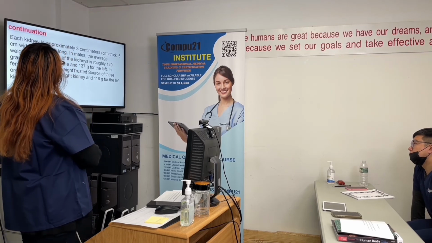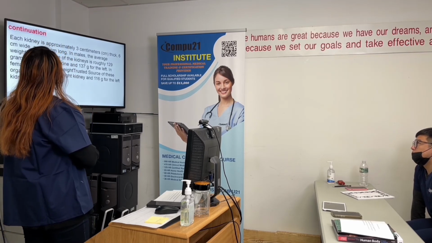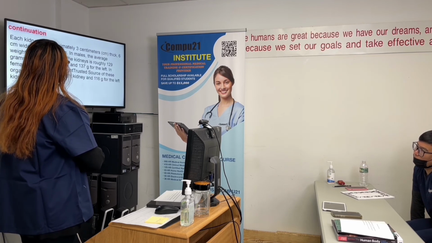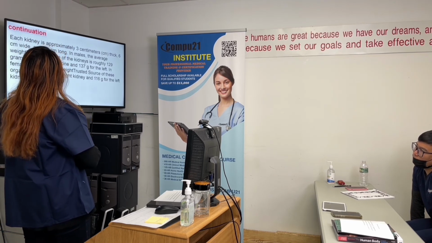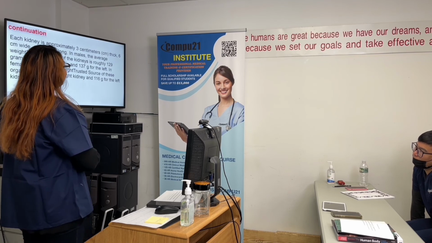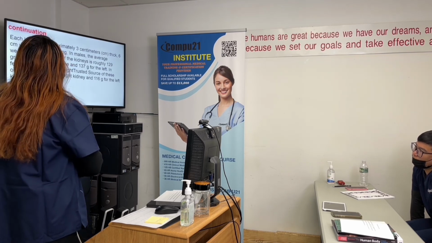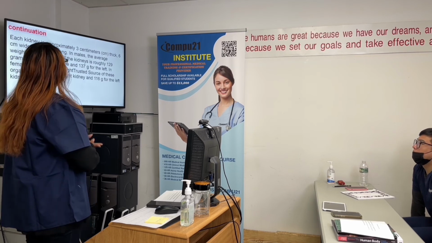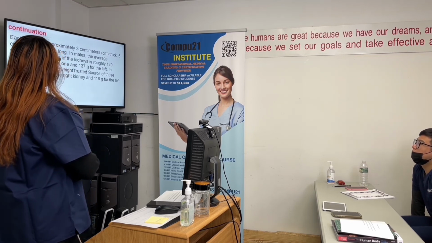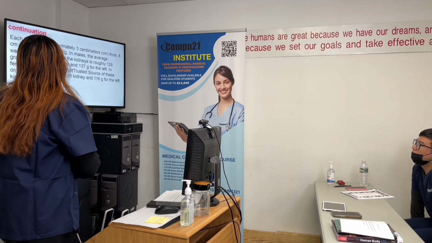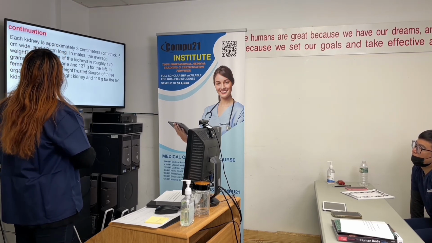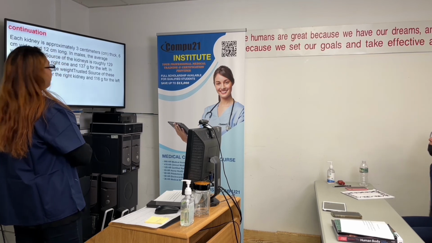Each kidney is about 3 centimeters thick, 6 centimeters wide, and 12 centimeters long. In males, the average weight of the kidney is roughly 129 grams for the right one and 137 grams for the left one. In females, the averages are 108 grams for the left one and 160 grams for the right one.